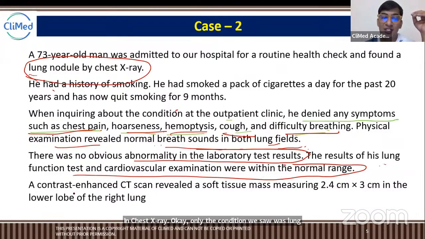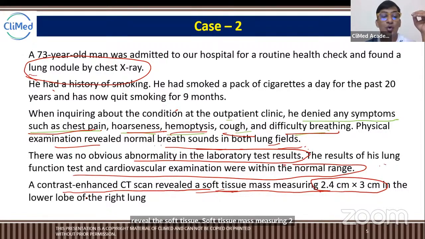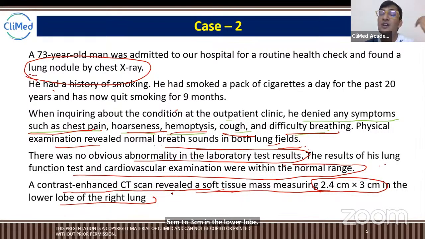Next, a contrast-enhanced CT scan revealed a soft tissue mass measuring 2.5 to 3 centimeters in the lower lobe of the right lung.